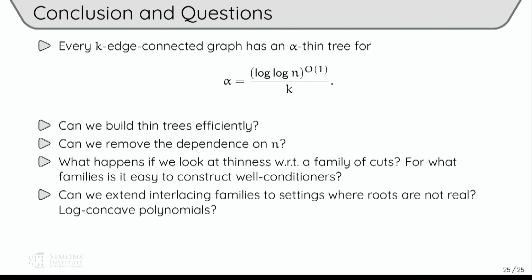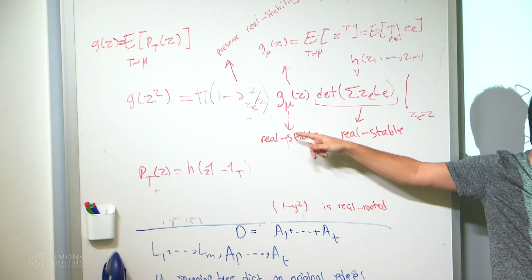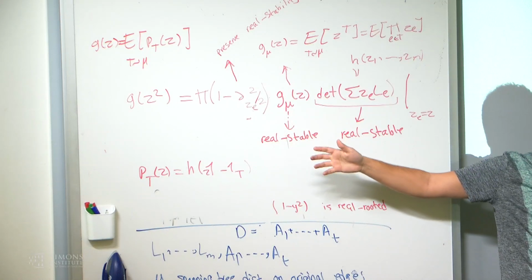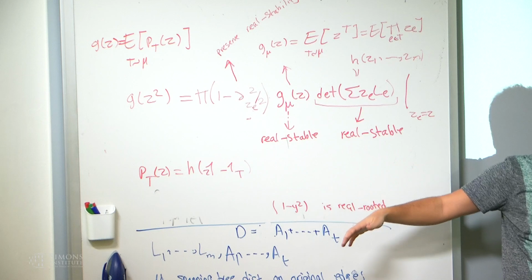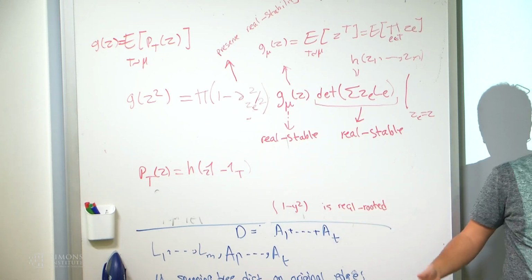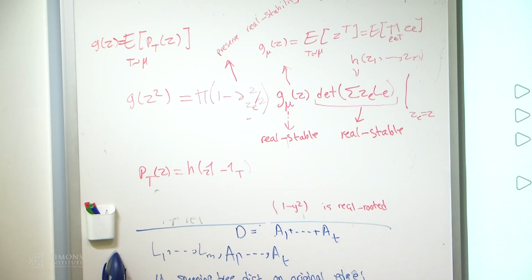And then finally, this method of interlacing families was originally invented for real rooted polynomials, right? What if instead of a real stable polynomial here, you have something which is not real stable but in the same vicinity, right? So can you basically extend this method to other distributions mu? In particular, can you prove an analogous statement when mu is a log concave distribution?